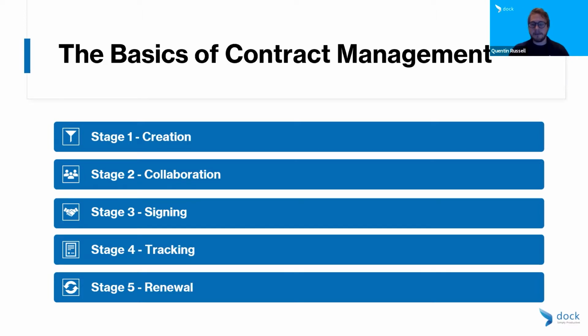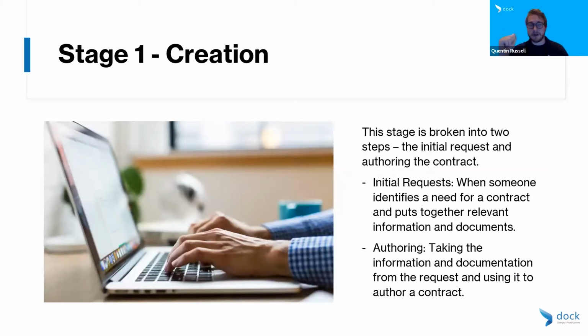So with that said, contract creation. What is involved in the creation of a contract? Well, it's pretty simple and it's broken down into 2 steps. The first is the initial request for a contract, and then the second is actually authoring the contract. With the initial request, it's essentially when someone identifies a need for a contract and puts together the relevant information and documents.